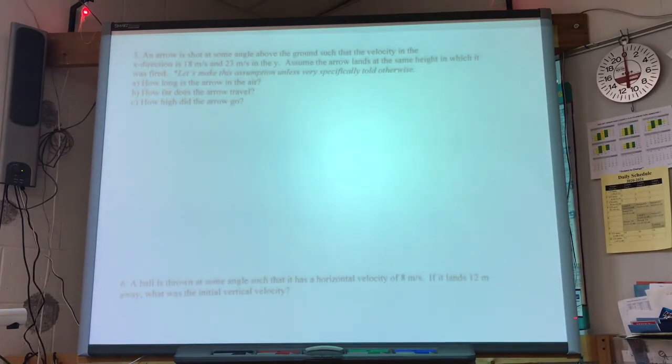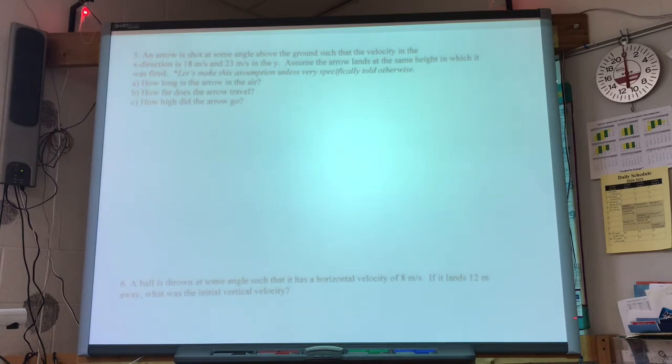All right, so an arrow is shot at some angle above the ground, such that the velocity in the x direction is 18 meters per second and is 23 meters per second in the y. Assume that the arrow lands at the same height from which it was fired. I'm going to say this one like 3 times.